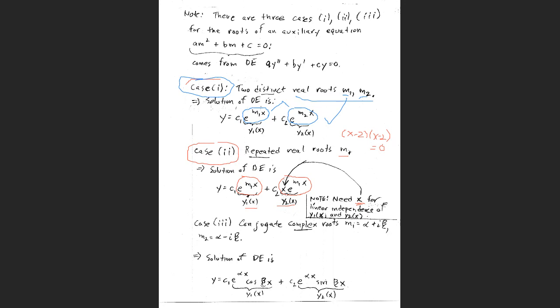The third case is the case where you have conjugate complex roots. Complex roots will always occur as conjugates. And so if you have alpha plus or minus i times beta, the general solution of the differential equation is outlined here.